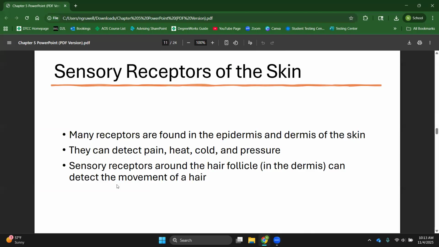One of our most sensitive receptors is associated with our hair follicle, and we'll talk about that a little bit more, at least the hair follicle itself. That's partly why if you lightly brush your skin, don't even touch the skin, but just lightly brush over the hair on the body, you can actually detect that movement.